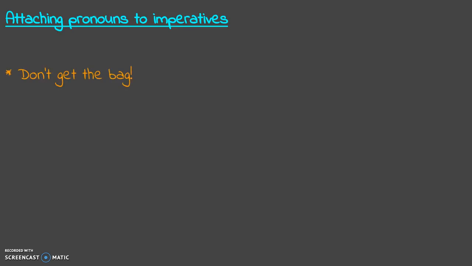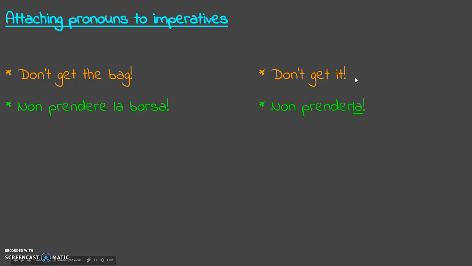So don't get the bag, non prendere la borsa. But if you want to say don't get it and use a pronoun, non prenderla. So as you can see, we have removed the final e here. Otherwise it would have been prenderela, which sounds a bit strange. It's much easier to say when we remove that final e.